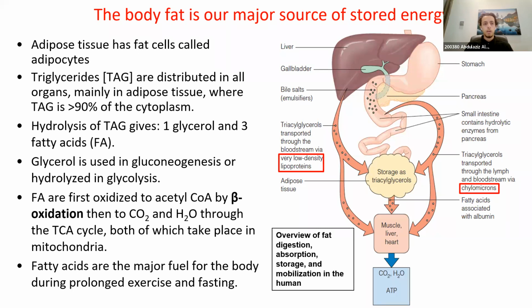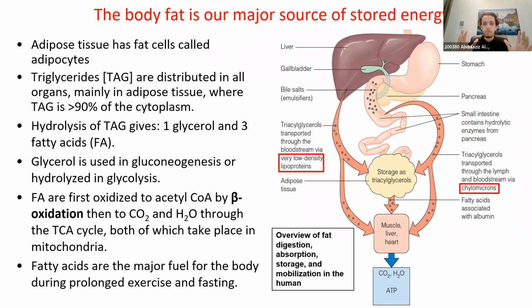So to start off, the body fat is our major source of stored energy. In adipose tissue, we have triglycerides. Triglycerides are everywhere in the body, but mainly stored in adipose tissue. Triglycerides are made of two components, glycerol and 3 fatty acids. We know glycerol can be used in gluconeogenesis or glycolysis because it can convert into one of the intermediates in that glycolysis or gluconeogenesis stage.